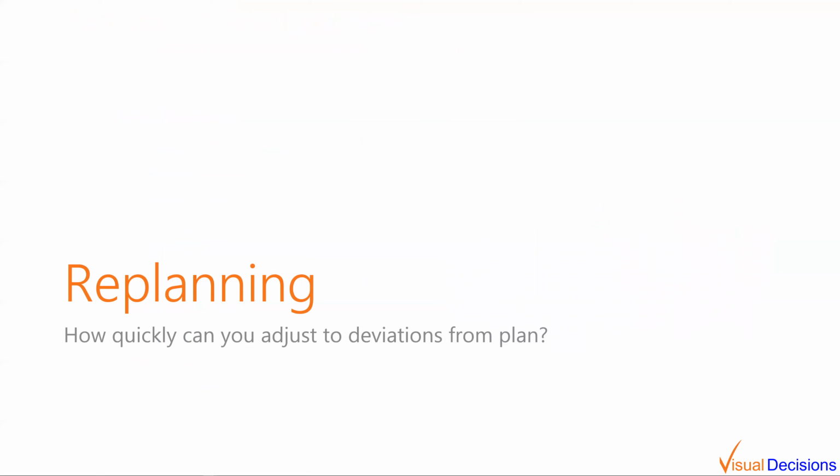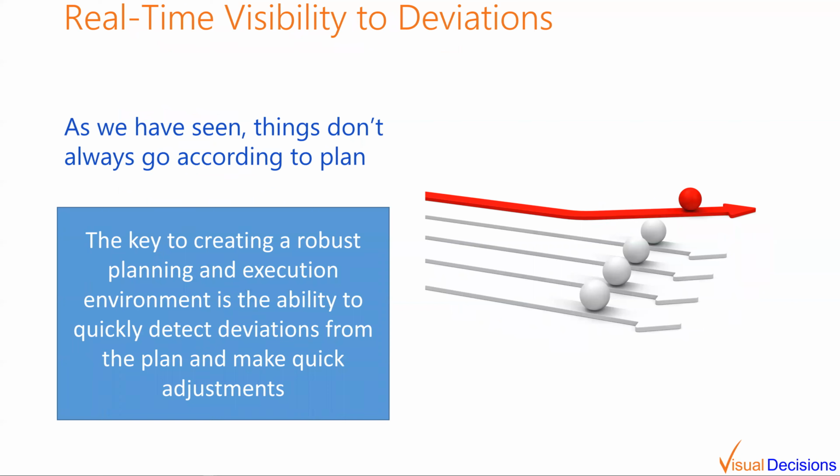I've talked about replanning a number of times, and how you can quickly adjust to deviations from the plan. And as we've seen, things don't always go according to plan. So rather than having a plan that's in place for a month from an SOP perspective, or a week from a capacity planning perspective, the key is to create that environment where you not only detect the deviations from the plan, but you can make very rapid adjustments to the plan, even if you don't go through a full planning cycle.